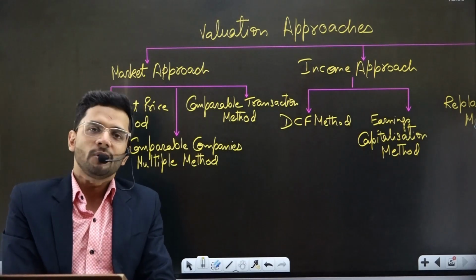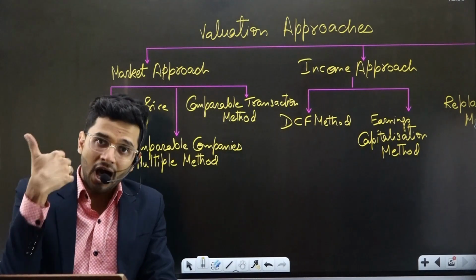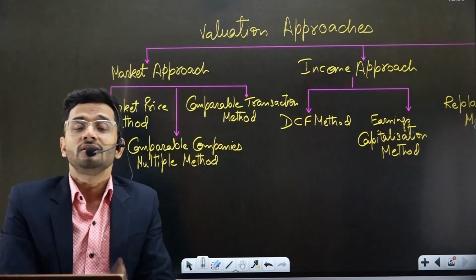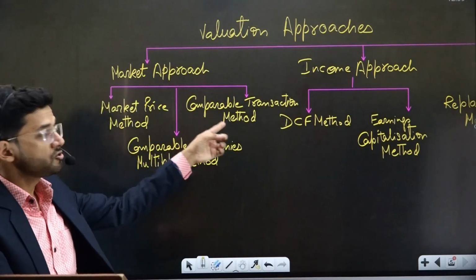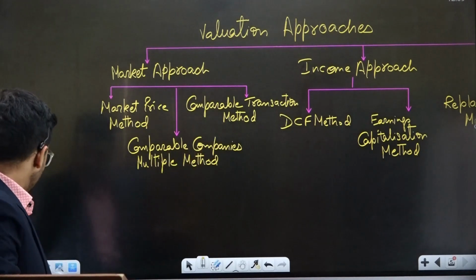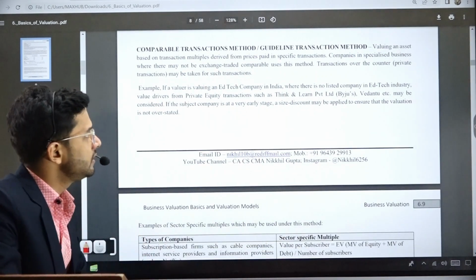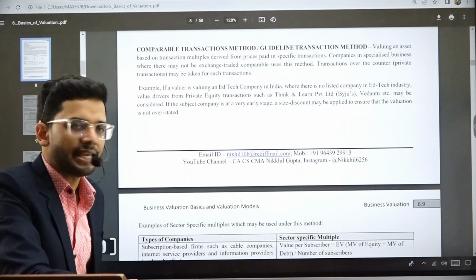In this method, we are going to pick a particular transaction which has happened in the market, and we are going to benchmark the value of our company, which we are valuing, according to that transaction which has recently taken place in the market. This is the comparable transactions method. So let's see in our book, guys, what is the definition of comparable transactions method or guideline transaction method. Both of them are referring to the same method.